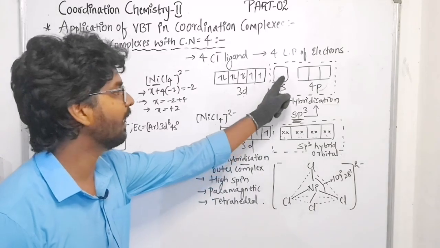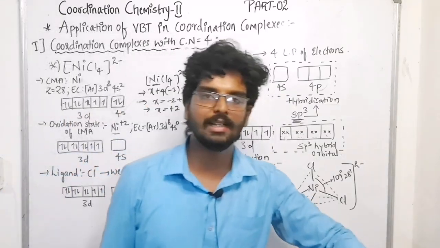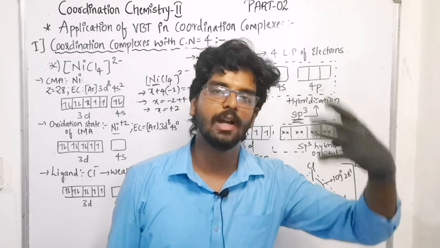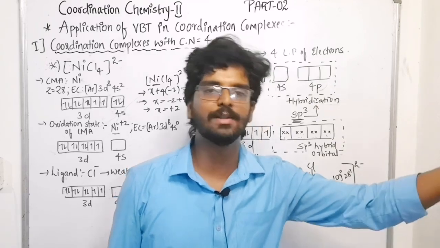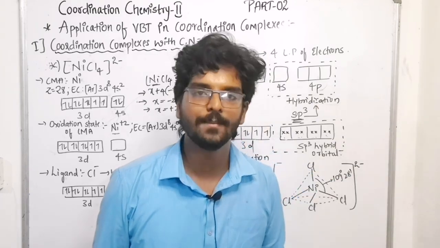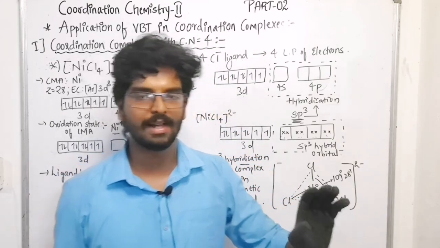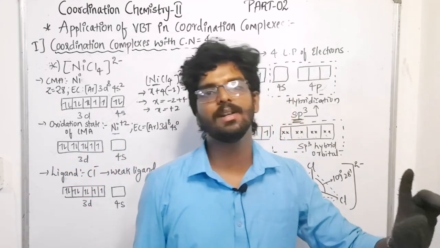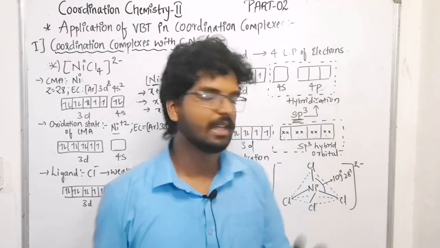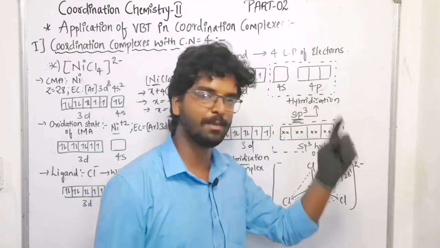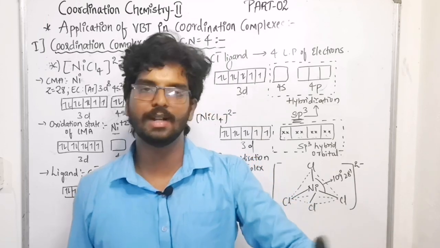So when 4 vacant orbitals are involved in hybridization, 4 equal energy hybrid orbitals are formed. The same number of hybrid orbitals as the number of vacant orbitals involved in the hybridization are formed here. Here the 4 vacant orbitals are involved, that means 4 equal energy hybrid orbitals are formed.